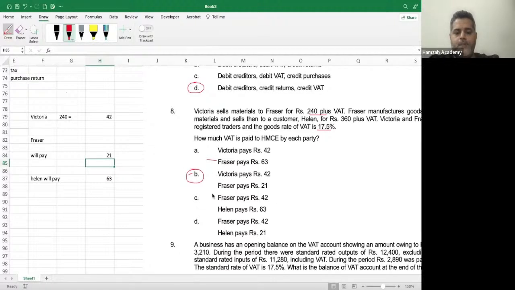Fraser's amount is wrong. Over here Fraser is at 42, whereas Fraser has to pay 21 only. So this is wrong over here as well. And over here Fraser is at 20. No, Fraser is again at 42 over here. This is wrong as well because Victoria has to pay 42. Right? So our correct answer is going to be option B over here. Right?